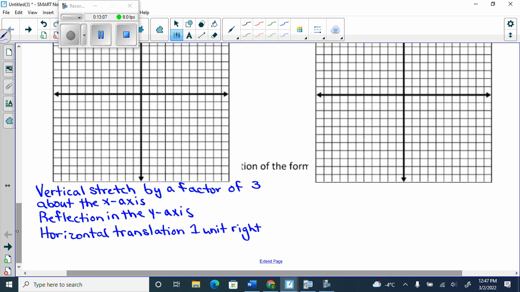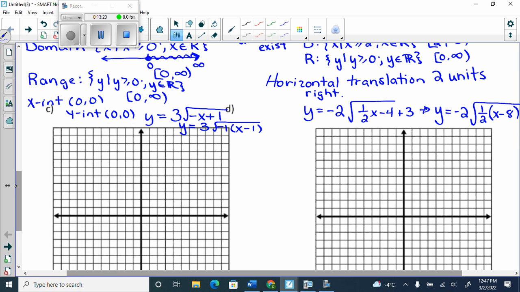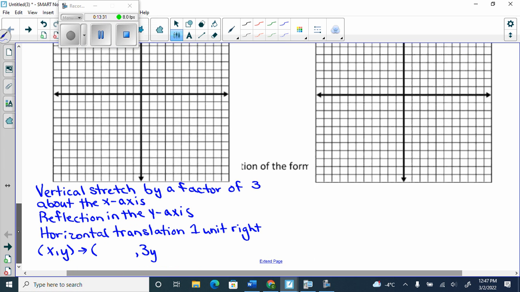So if I use these, what's my mapping? x, y becomes, now it's a vertical stretch by a factor of 3, so that affects my y. 3y. It's also the only thing that affects my y's, because it's the only thing out here and here, right? And these affect my x's. So I'm going to multiply my x by negative 1, and then I'm going to add 1. So negative x, add 1.